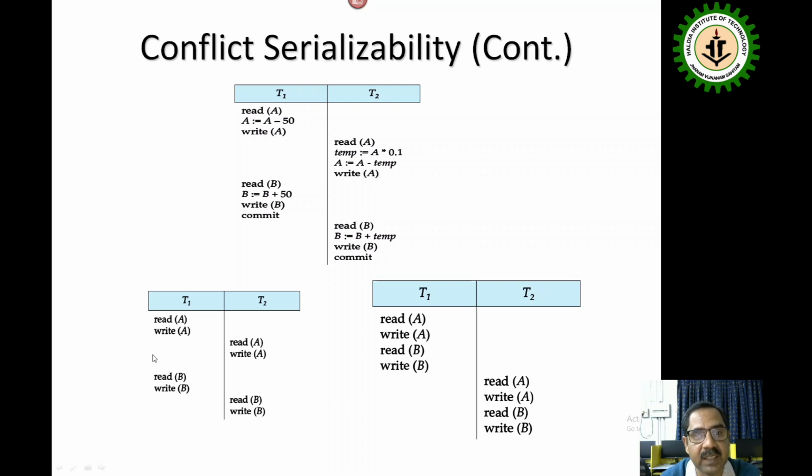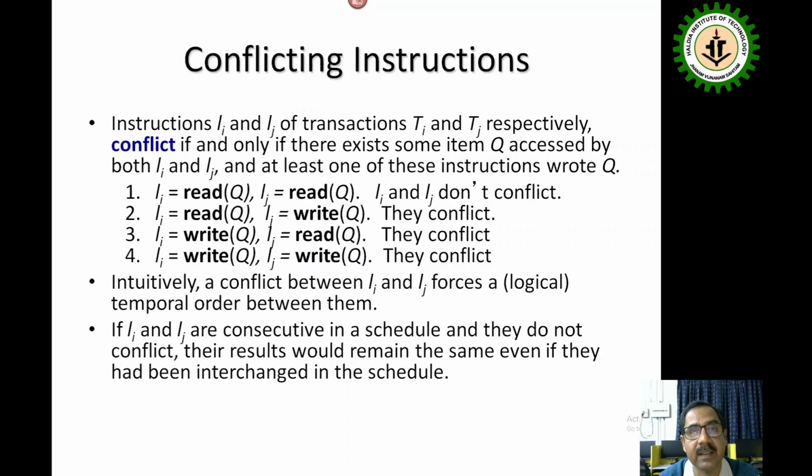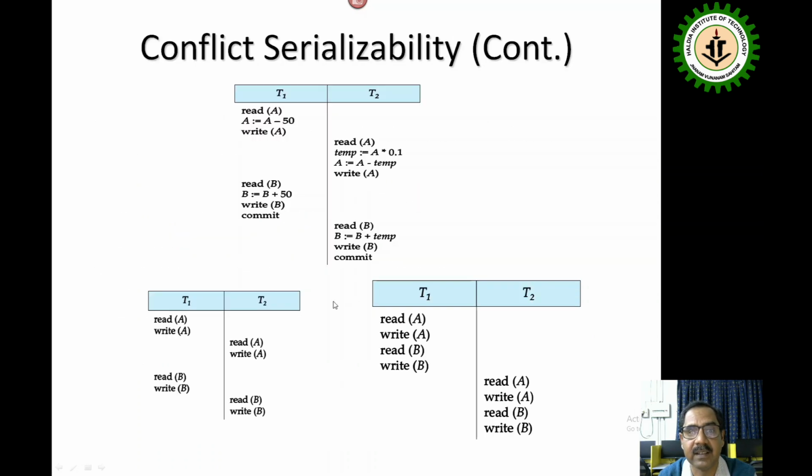So say here T1 performs a write operation on data item A before T2 performs a read operation on data item A. Can you see here that if at least one operation is a write, then there is a conflict, so you cannot swap here. Now see, the write A operation performed by T2, and T1 performs a read operation on data item B.